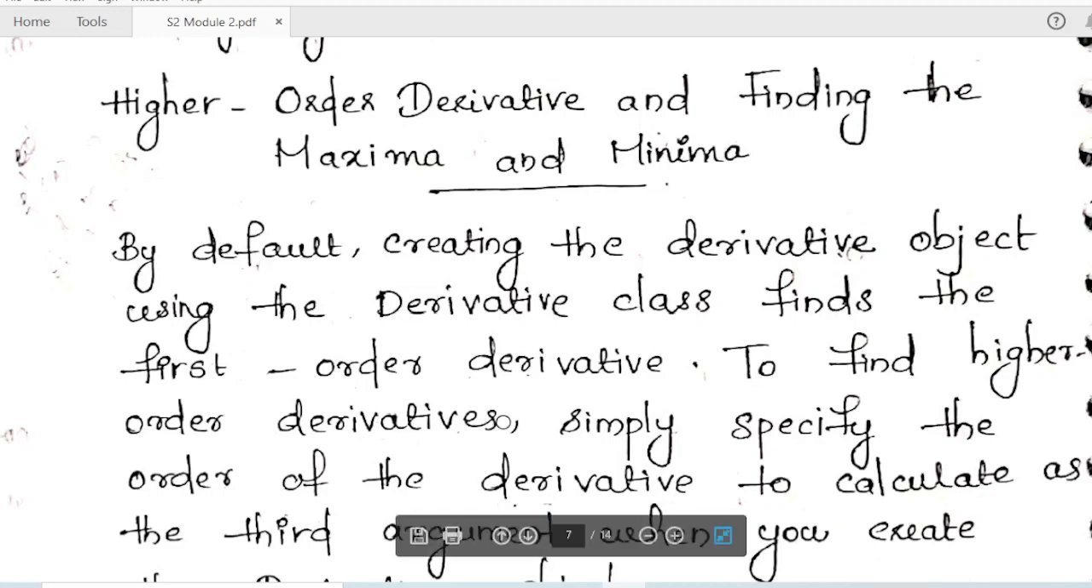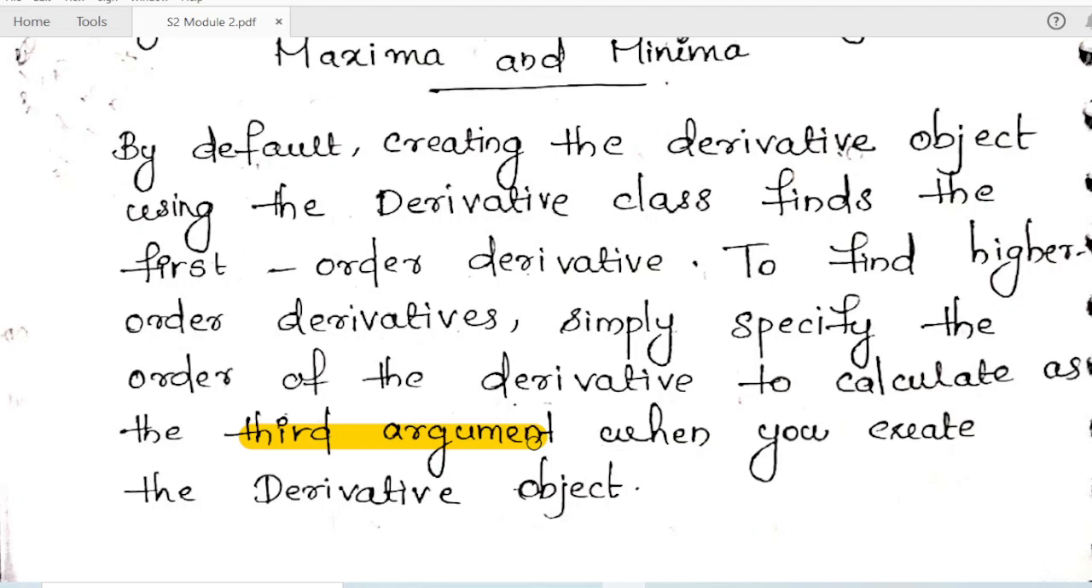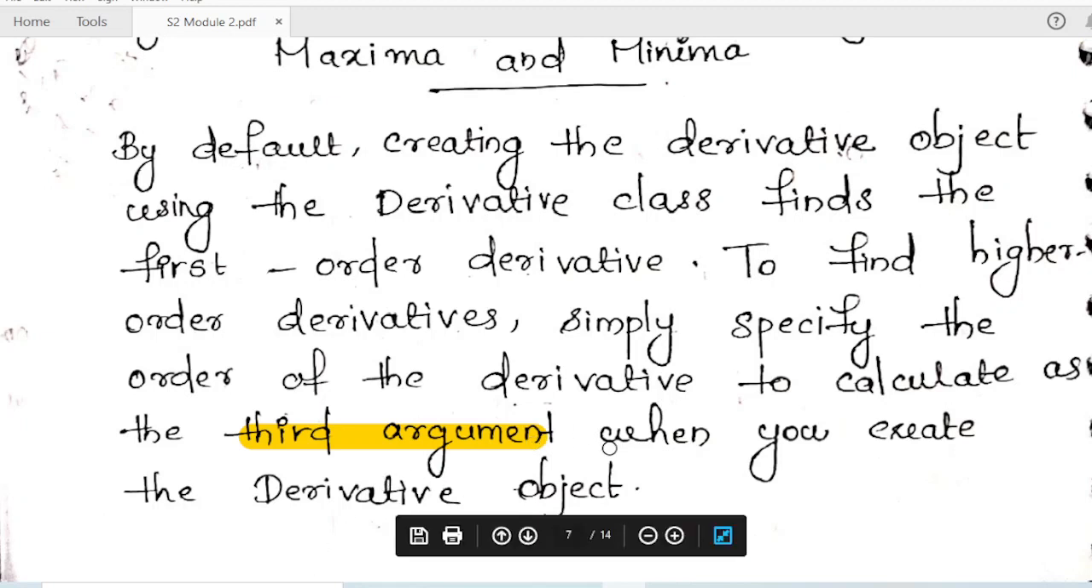To find the higher order derivative, simply specify the order of the derivative to calculate as the third argument. So we know that to find the derivative, we require only two arguments or two parameters, and if we have to find the derivative of higher order, then we can use the third argument when we create the derivative object.